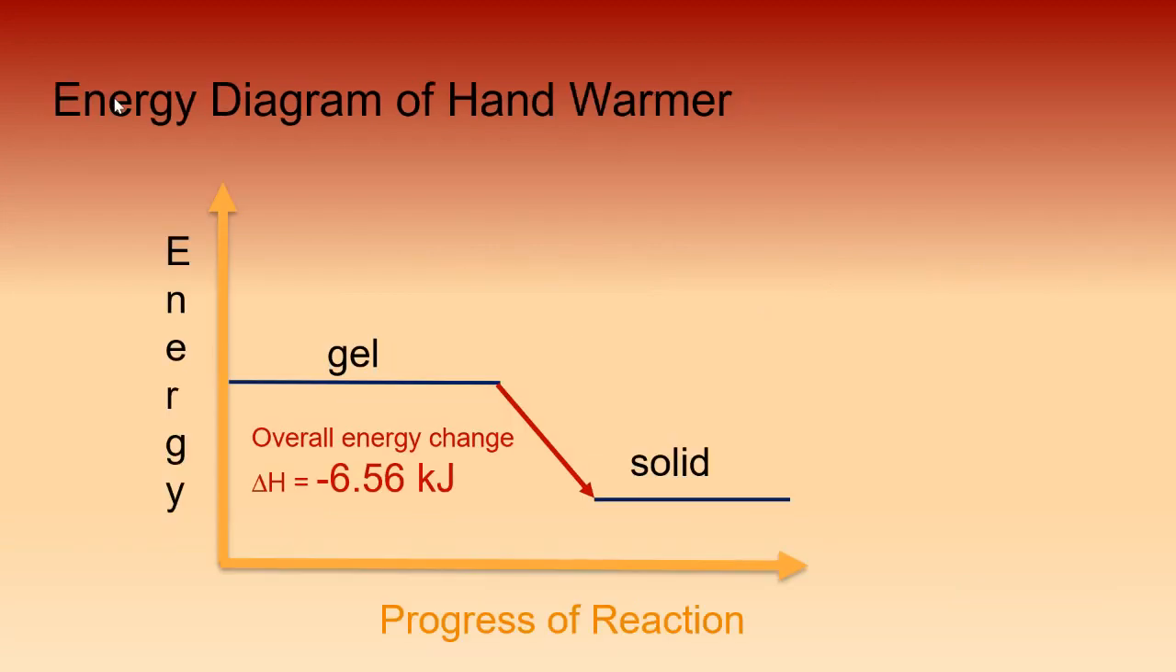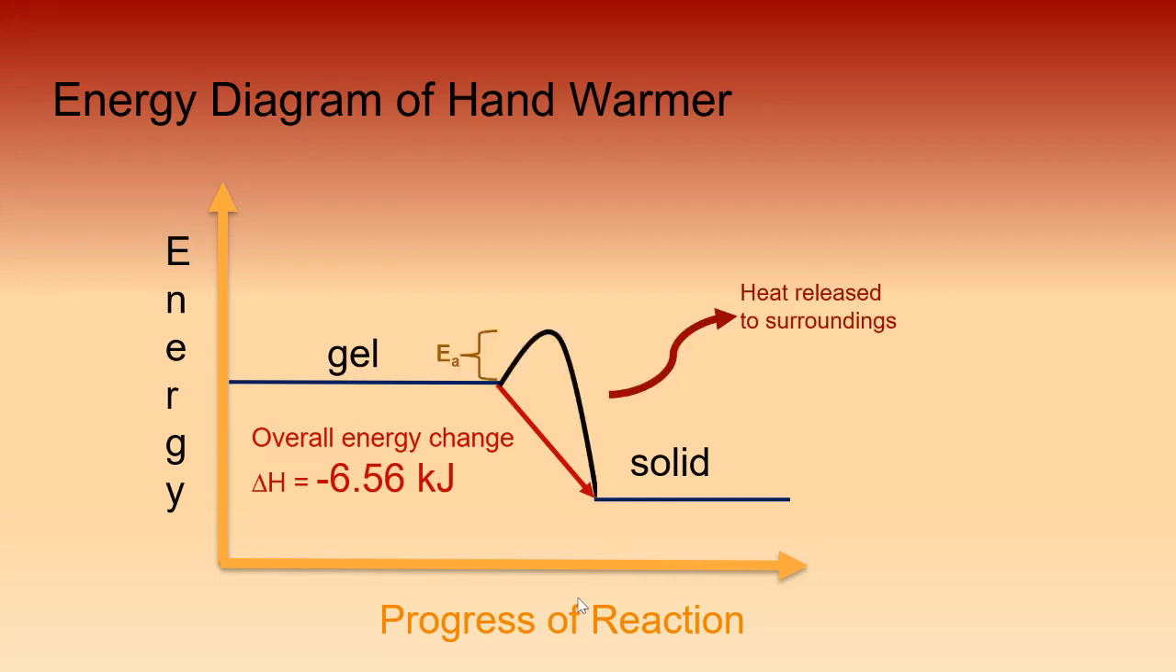So the energy diagram would be that the gel must have more energy than the solid that forms, because in the process of becoming a solid, it's able to release that heat. And it took a little activation energy for that to happen. I had to bend that coin. So the overall energy change: the gel was actually 6.56 kilojoules higher than the solid, and in the process of that reaction, it went down 6.56 kilojoules to reach the solid. And we call that the delta H, or the enthalpy of the reaction.